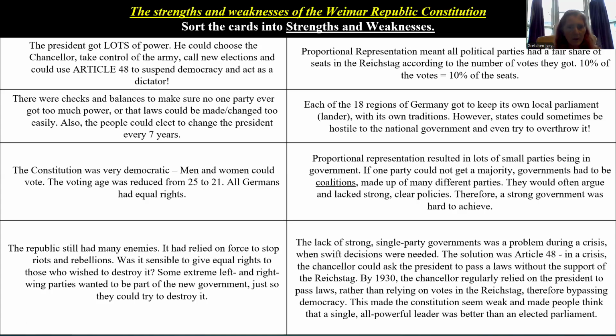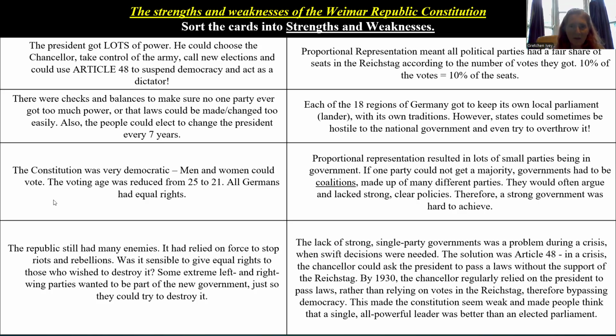Okay, so what I'm going to do now, strengths and weaknesses of the Weimar Constitution. I'm actually going to pause the video momentarily again, and I'm going to let you work through this. You can jot this down. You're going to read through each of these descriptions and decide if you think it's a strength or a weakness of the Weimar Constitution. So I'm just going to pause and then give you a chance to do it and then restart the video.